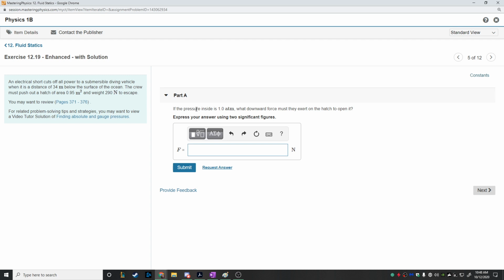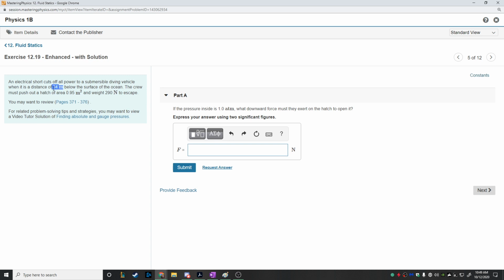And the question is, if the pressure inside is 1 atmosphere, what downward force must they exert on the hatch to open it? Now, at the end of the day, I think this problem ends up being pretty straightforward. What you have to do is use the fact that they're 34 meters below the surface, which means there's going to be an additional pressure on their submersible. I believe at 34 meters, it's something like 3 additional atmospheres of pressure, right? So the pressure at that depth is about 4 atmospheres.